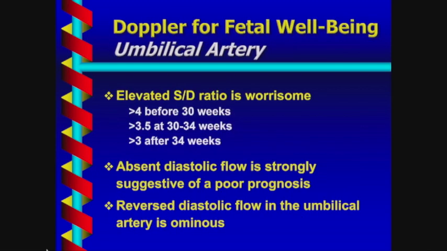An elevated systolic to diastolic ratio in the umbilical artery is worrisome. These are what we consider to be elevated in our own department: anything above 4 before 30 weeks, above 3.5 at 30 to 34 weeks, and above 3 after 34 weeks are all worrisome for fetal compromise. Absent or reverse diastolic flow are much more worrisome.